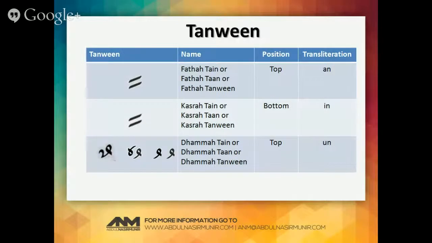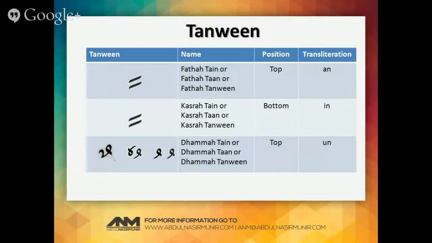Then on the second row we have two kasra tanween, and it's called kasratain or kasratan or kasra tanween. The position of kasra, as we know, is at the bottom of the letter. So for the kasra tanween or kasratain, the sound it makes is in sound. Again the letter n is used in the sound for this kasratain or kasra tanween.